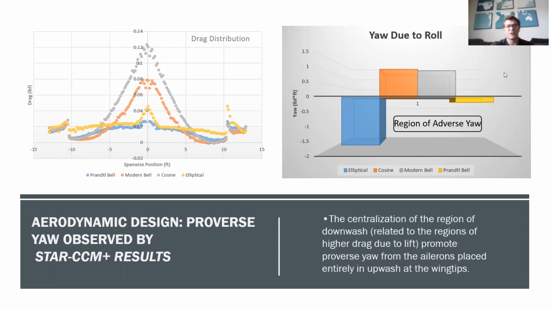And this is largely due to the upwash that is happening. When the lift is more centralized, there's a region of upwash that happens at the wingtips of the aircraft, as opposed to the elliptical lift distribution, which is creating a noticeable amount of lift from wingtip to wingtip, and then you get a sharp region of upwash that is outside of the aircraft wingspan.